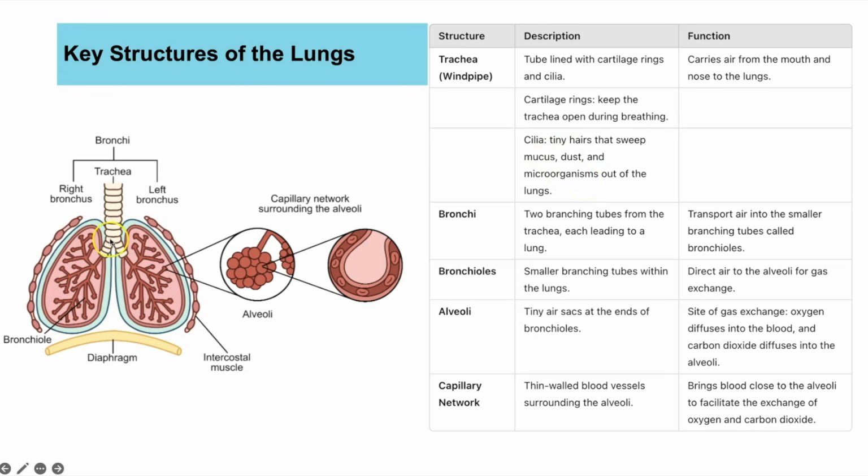The trachea then branches into two, which are the bronchi. So you have a right bronchus, which is singular, bronchi is plural. So there's our right bronchus, and here is our left bronchus. So that's our two branching tubes from the trachea. They then transport the air into these smaller branches known as the bronchioles. And at the end of the bronchioles, you have these bunches of alveoli. It looks like grapes, but a single alveolus is the singular.